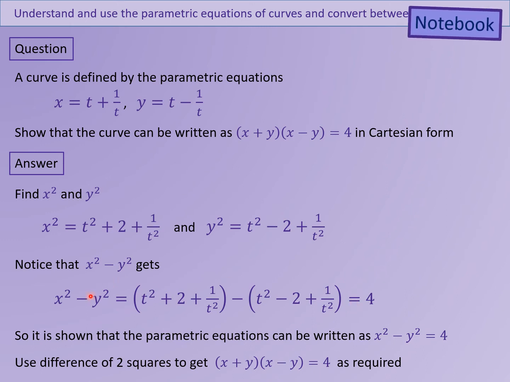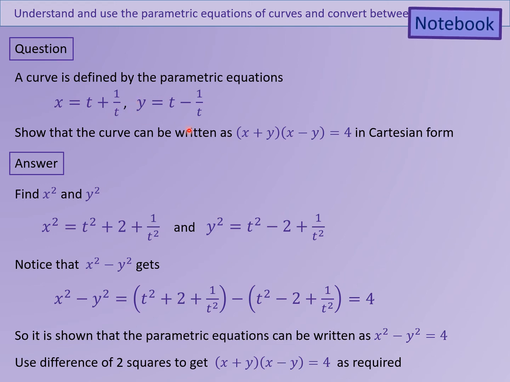The other options, in case you didn't notice it's a difference of two squareds, would be just to expand this and substitute it in, or even just substitute them straight in. So if you substitute them straight in, for example, you would get t plus 1 over t there, plus t minus 1 over t there. The two t's would cancel out.